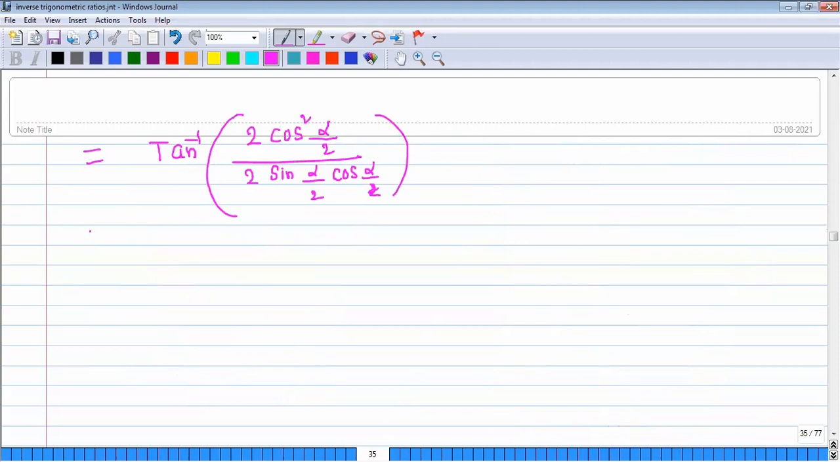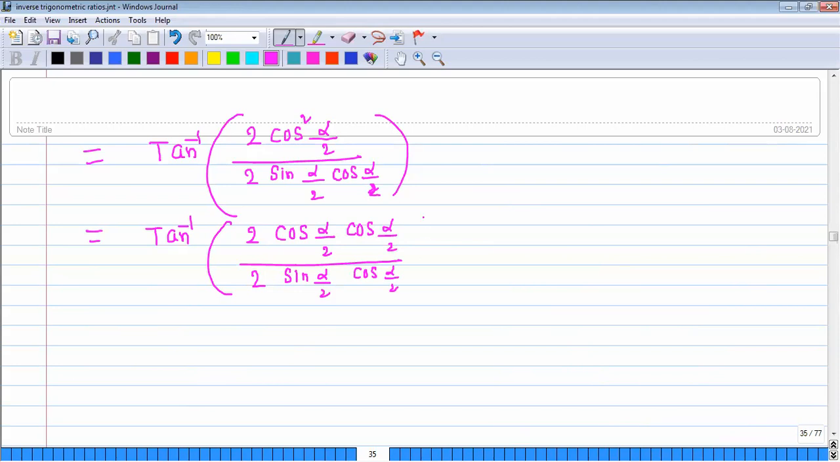Right. So this equals tan inverse of 2 cos alpha by 2 multiplied with cos alpha by 2, upon 2 sin alpha by 2 cos alpha by 2. Cos alpha by 2 and cos alpha by 2 cancel. Tan inverse of cot alpha by 2. But tan inverse of cot theta is pi by 2 minus theta, so pi by 2 minus alpha by 2.